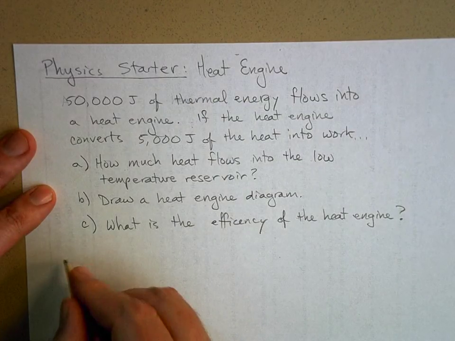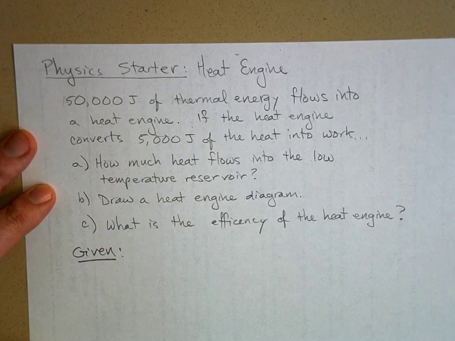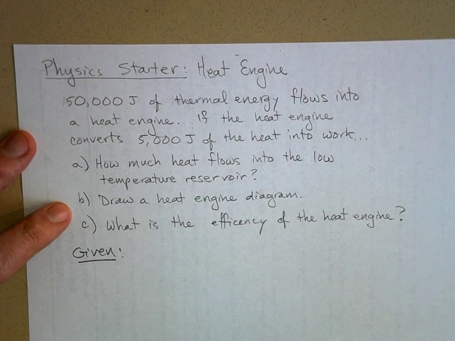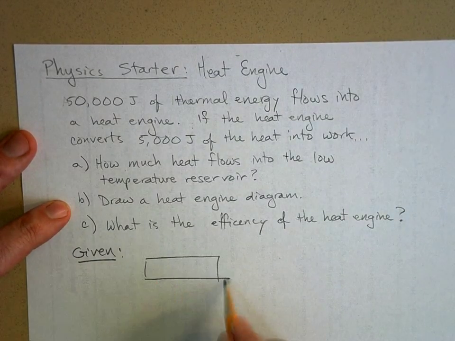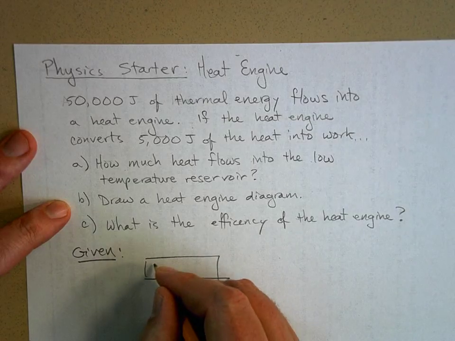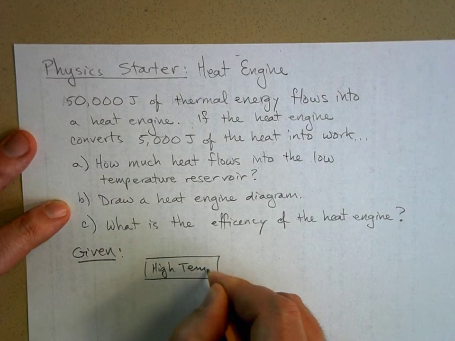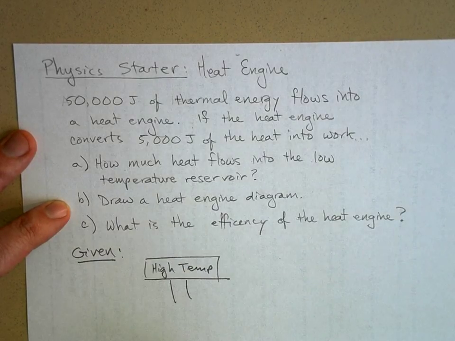Anyway, so let's do the given. And I like to draw a picture in what's given. So I'm even going to do part B as part of what's given. We have some kind of high temperature, and heat flows from high to, then we have low temperature.